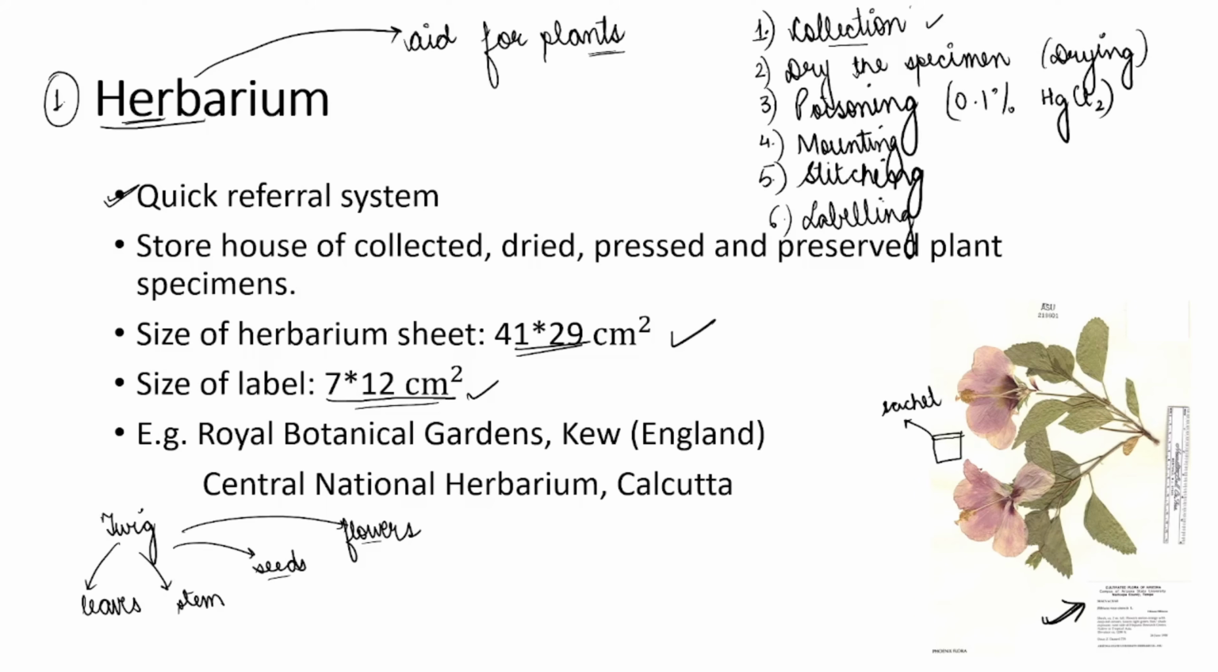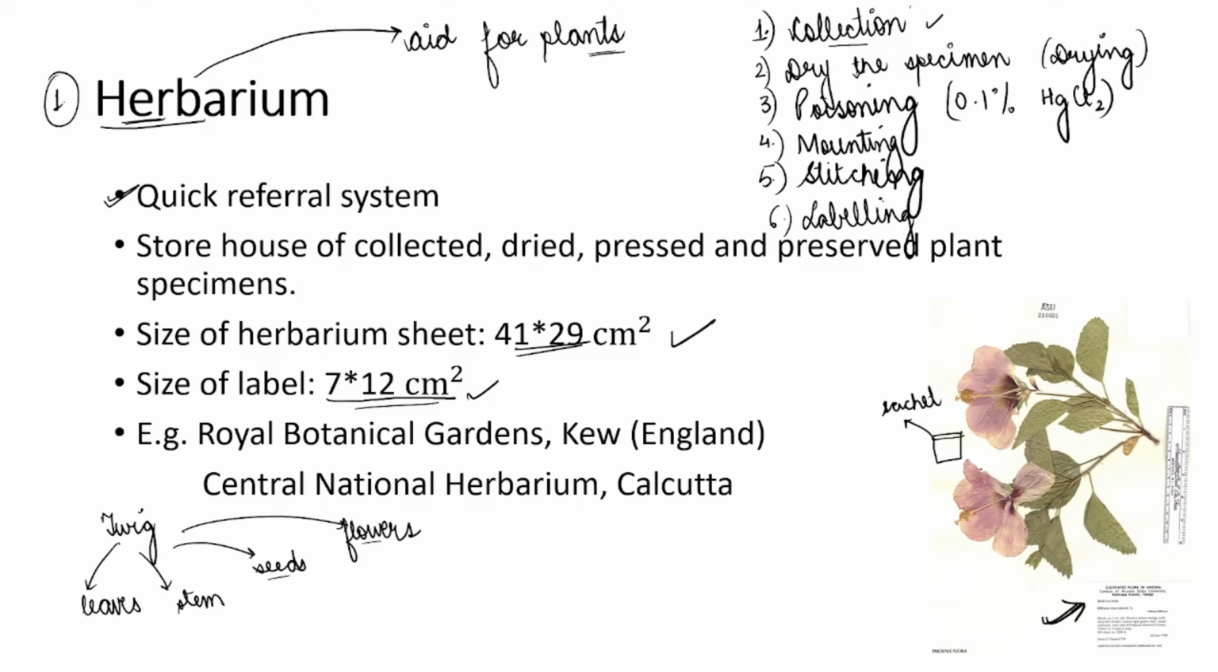Now the vernacular name depends upon the area where you have collected the specimen. What is the common name? It is the common name of that particular plant in the area where the plant has been collected. So we need to write that name too. And the seventh is that we need to write the family of that plant.